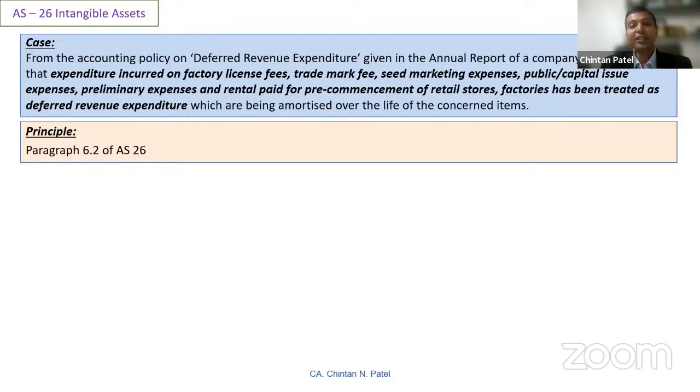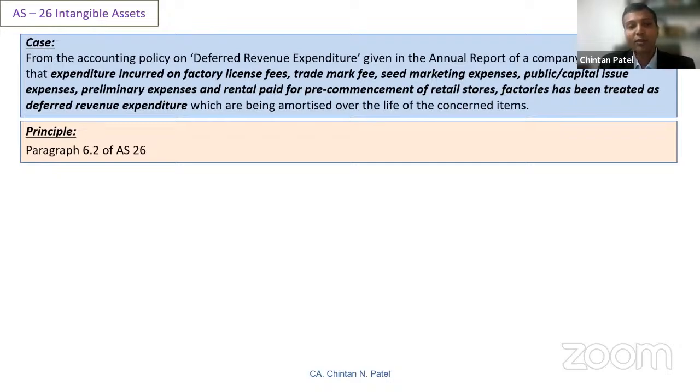Deferred revenue expenditure in practical sense means where the expenditure has been incurred, but the benefit is going to be received over a period. So the expenditure has been deferred over the number of years for which the benefit is going to be received. So deferred revenue expenditure sometimes has been mentioned separately. However, that is not correct.